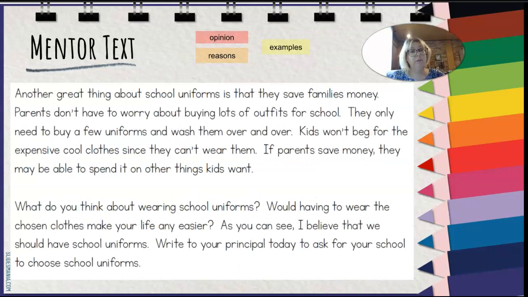Another great thing about school uniforms is that they save families money. Parents don't have to worry about buying lots of outfits for school. They only need to buy a few uniforms and wash them over and over. Kids won't beg for expensive, cool clothes since they can't wear them. If parents save money, they may be able to spend it on other things kids want. What do you think about wearing school uniforms? Would having to wear the chosen clothes make your life any easier? As you can see, I believe that we should have school uniforms. Write to your principal today to ask for your school to choose school uniforms.